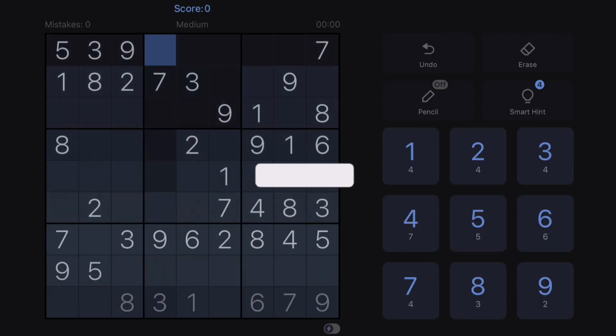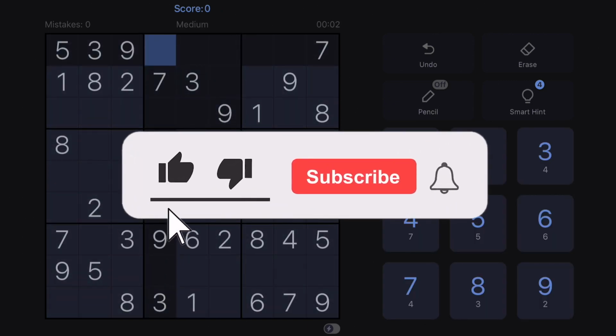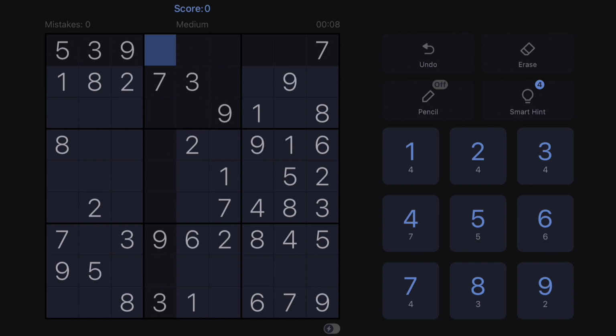Okay guys, welcome back. Another puzzle. Today is March 16th, 11:27 p.m. Let's get started. As always, we're looking for our easy pickings.